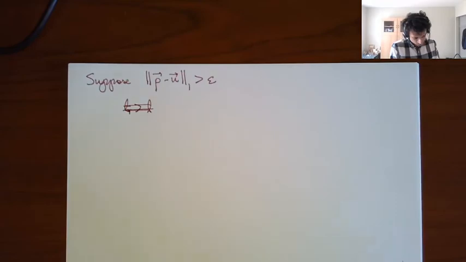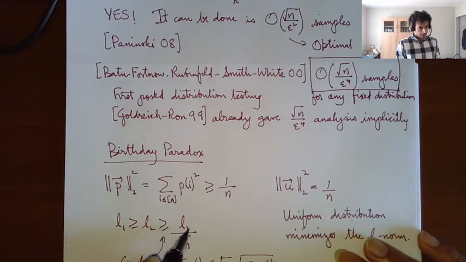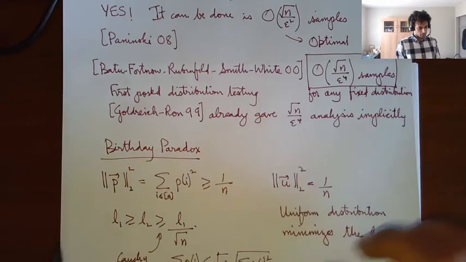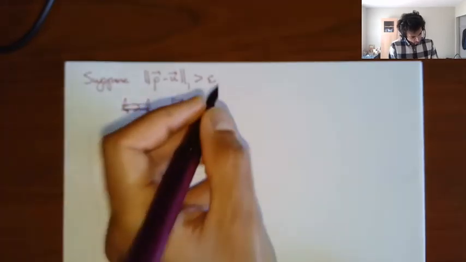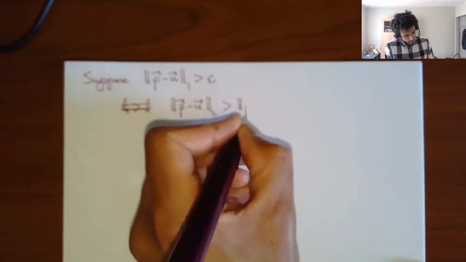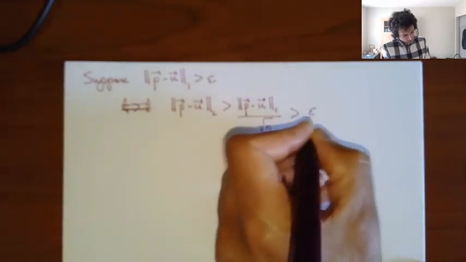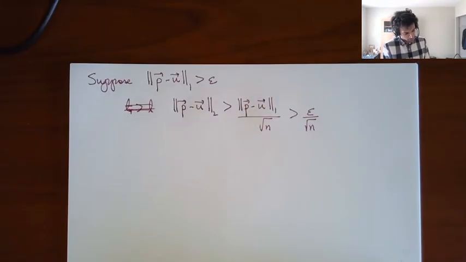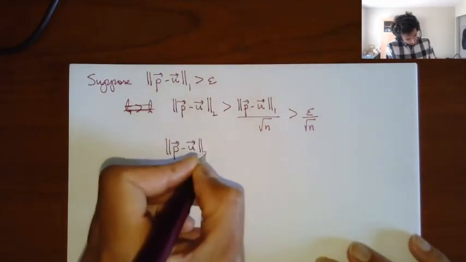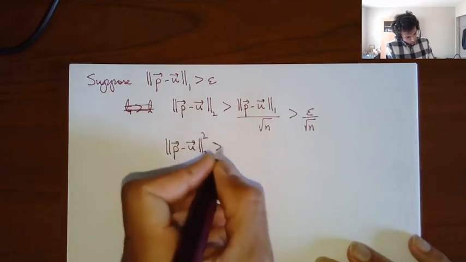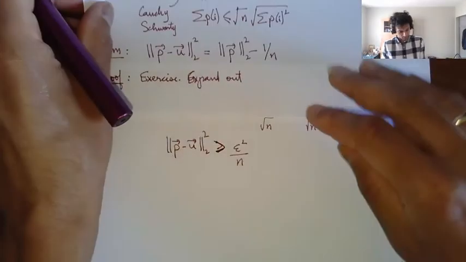Let's go back to these inequalities here. L2 distance is at least L1 divided by root n. What this means is if we look at the 2 norm, this is at least the 1 norm divided by root n, which is at least epsilon divided by root n. That means that the L2 norm squared is at least epsilon squared divided by n. Let's go back to our claim here.